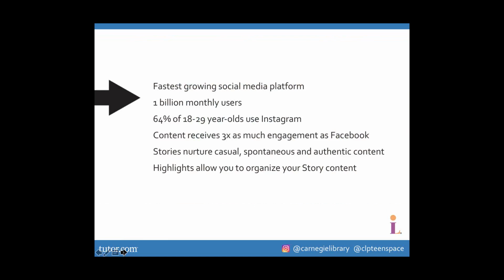So if we haven't already convinced you to take advantage of Instagram to show off all the amazing stories your library has, here are a few more things to entice you. As Katie mentioned, Instagram is the fastest growing social media platform. In June of 2018, it reached 1 billion monthly users, which is up 800 million users in less than a year. And it is estimated that 71% of US businesses use Instagram.